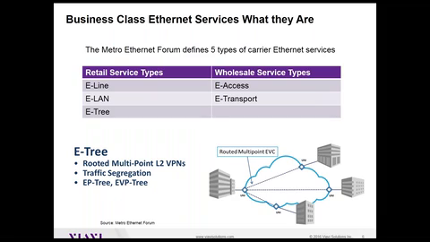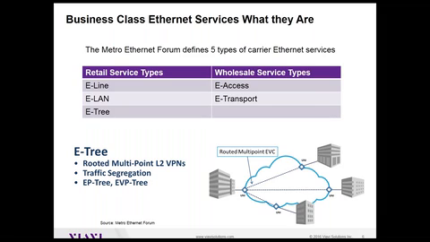In an E-tree type scenario, this is a service where we have multiple different locations, but we want a root node that can communicate with all of the different branch locations. Think of this as a head office that trunks back all of the traffic from each of the branch offices. If the branch offices want to communicate with each other, it's through that head node.